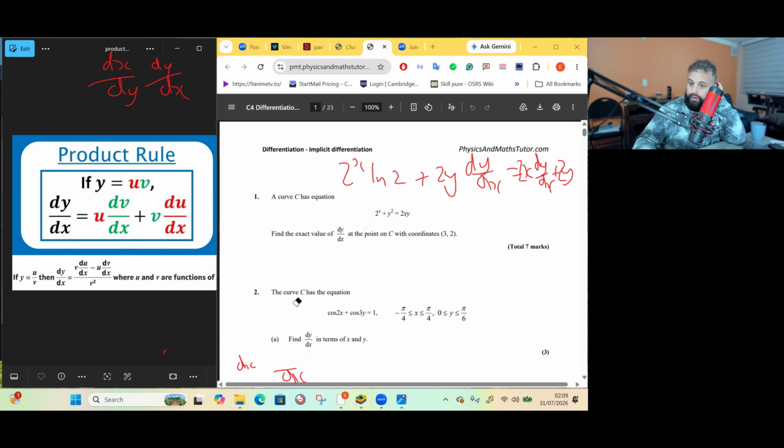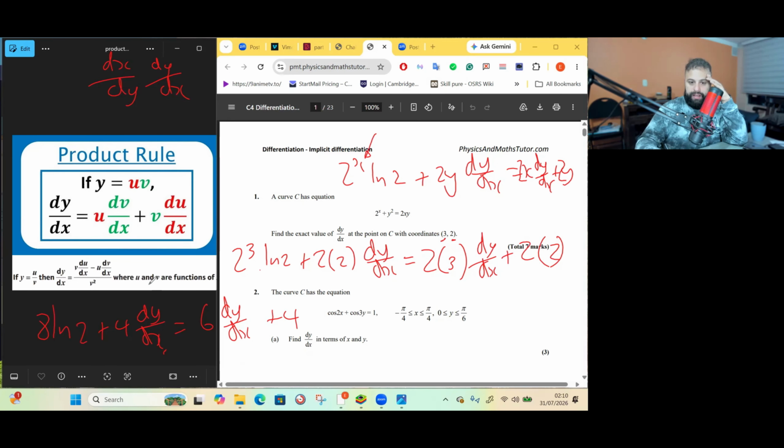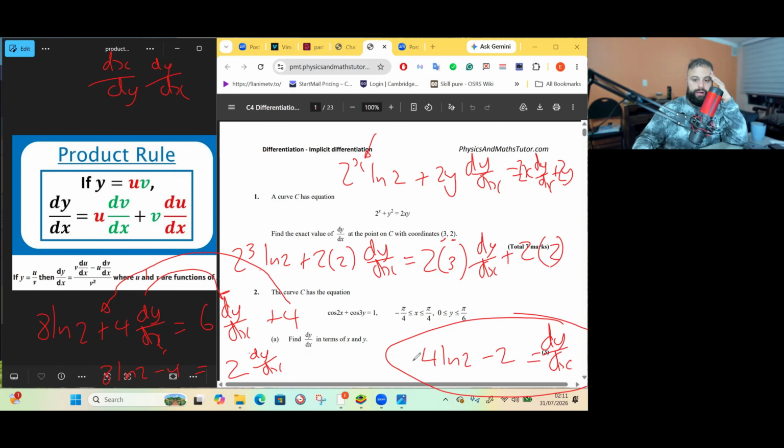Now, they tell us what the x and y value is. X is 3, y is the number 2, so we just have to substitute these numbers in. So substituting it in, we get this. I'm going to move this to the other side, so we get 2 dy by dx, and we move the number 4 to this side over here. 8 ln 2 minus 4. Then we divide everything by the number 2, and that is the actual gradient.